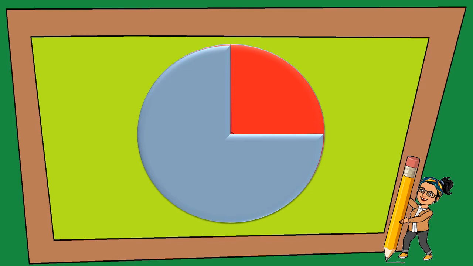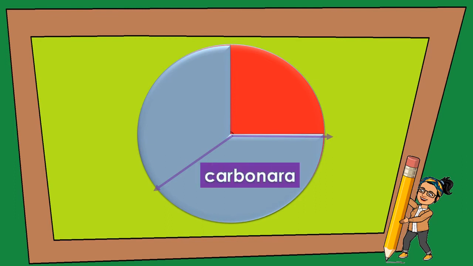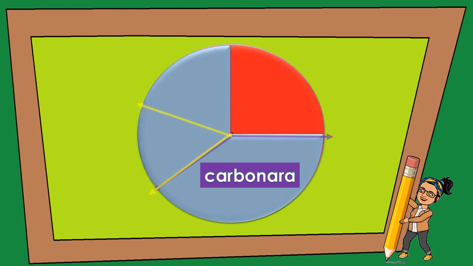So now, we just draw the angle of sector again for carbonara. We put the protractor above the circle, and then we measure 144 degrees. Okay, so this slice will represent our carbonara. Did you get that? Okay, so let's do the angle of sector for pizza. We put our protractor again, and then we measure 54 degrees. This part now will be the sector for pizza. And then the remaining sector will be our sector for burger. Did you get that? Okay.